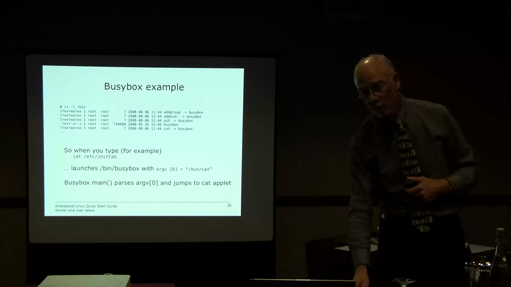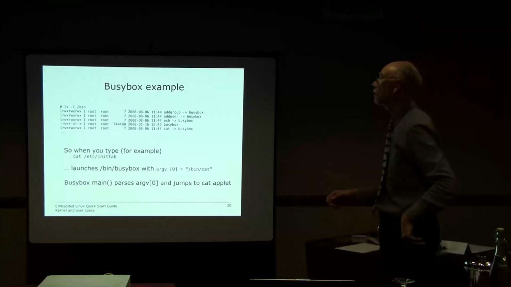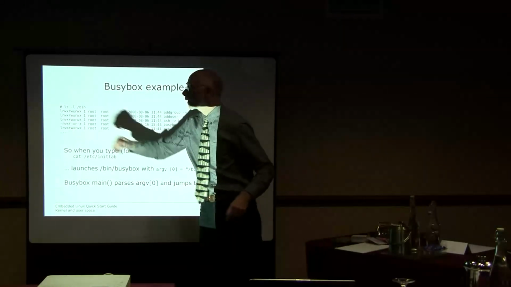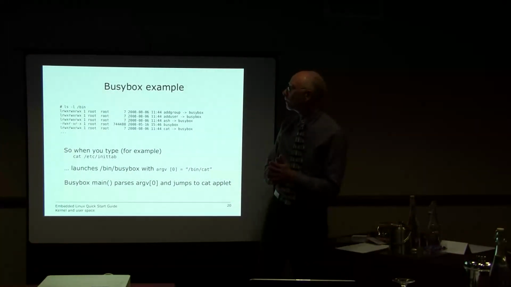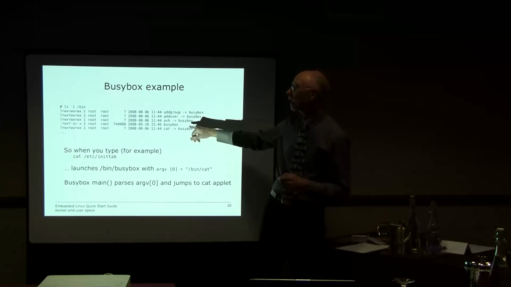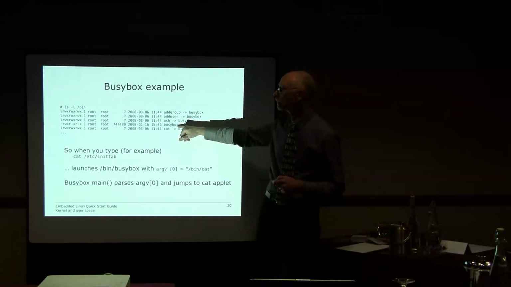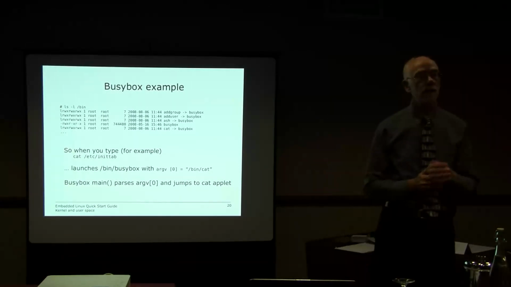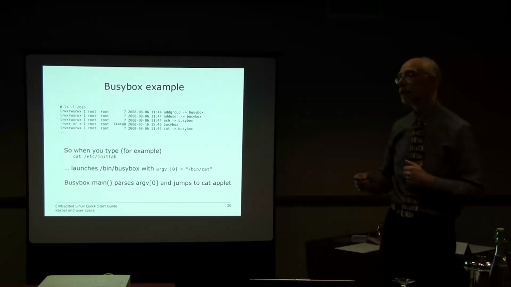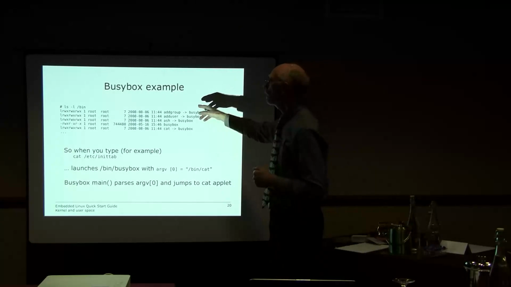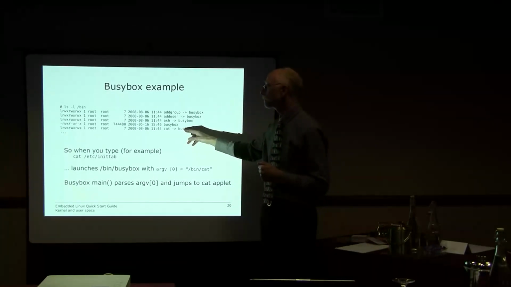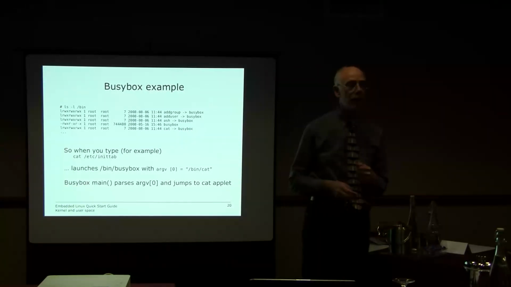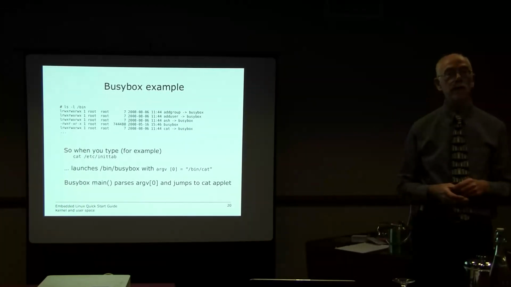Here's a quick example of what busybox looks like. This is just a snippet, so the dots there indicate there's a lot more. But in this case I have my copy of busybox. It's about 740 kbytes, so it's not that big. And then we have a whole bunch of symbolic links to it. So if we take the example of the cat command here, that is just a symbolic link to /bin/busybox.